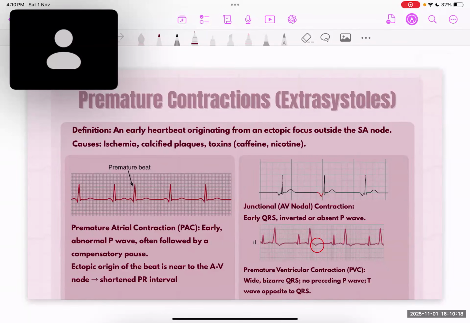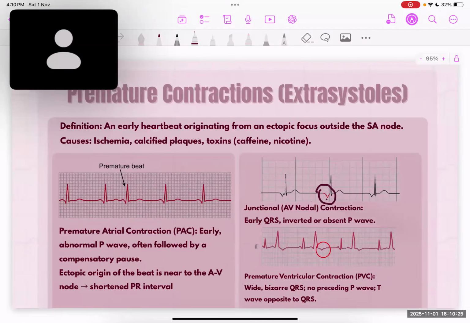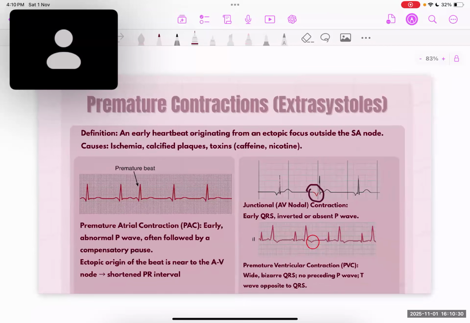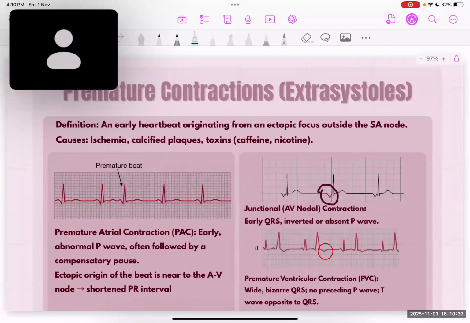So here, from this diagram, you can decode the inverted P waves. When you see an inverted P wave, it's a junctional or AV nodal contraction. Now we have a premature ventricular contraction. So it beats once, then beats twice. See, this one was normal and normal, but this one was premature. That's why there was a pause, and then it's normal. Yeah, it came early, it's premature.